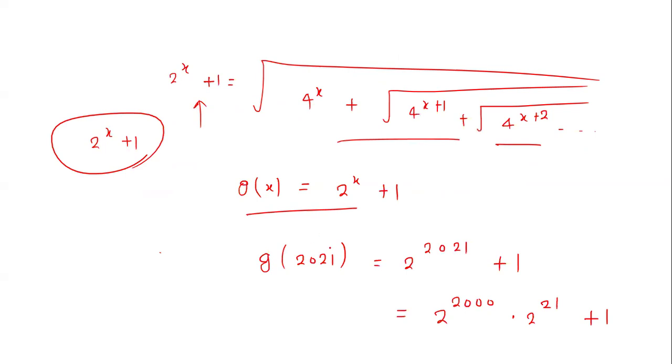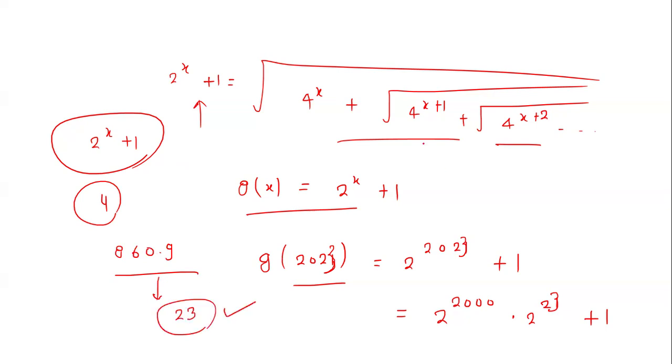Now we just want to calculate g of 2023. You can simply replace x by 2023, and it will become like this. You just have to calculate the last four digits of this and do the sum. If you calculate the last four digits of this number, it will come to 8609, and if you do the sum, it will simply become 23. So in this way we can solve this.